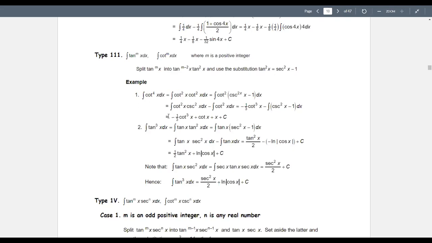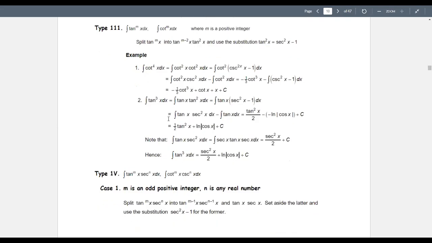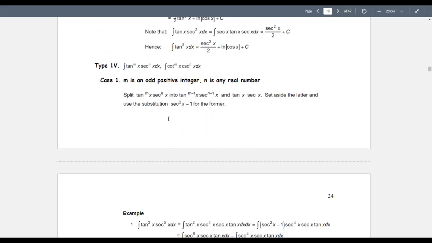Now, type 4 is just like type 2. This time, we're not talking about just one function, but two functions. What is being paired here is the tangent and the secant, and the other scenario would be the cotangent being paired with the cosecant. If you notice, the tangent will have the derivative secant, and the cotangent will have the derivative cosecant. Now, there are two cases for this, and let's look into each case one by one.